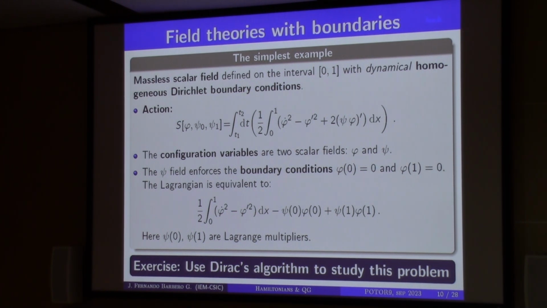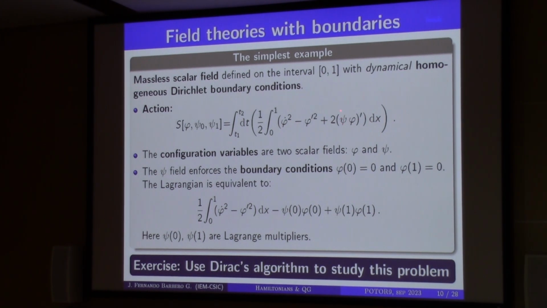But then I will write an action that will give me these Dirichlet boundary conditions when I compute the variations and I compute the overall equation. So the action is the following. It's given by the usual Lagrangian, and then I add an extra field, call it psi, and this total derivative term. Now, when you compute variations, so I have two scalar fields, but you have to remember that this guy is an arbitrary object that I am using only to enforce homogeneous Dirichlet boundary conditions on the other one.